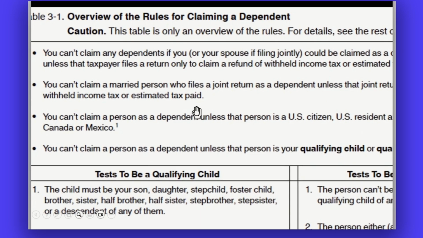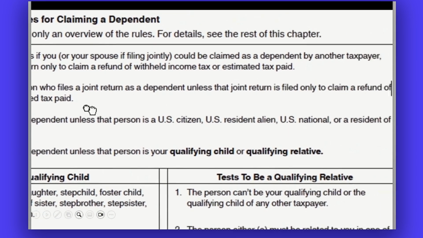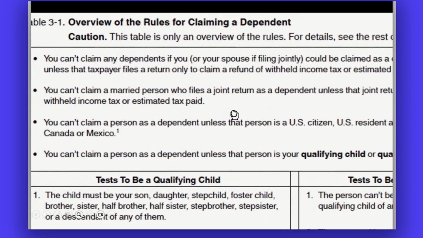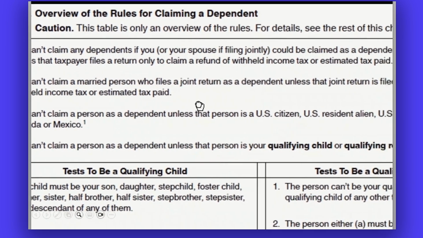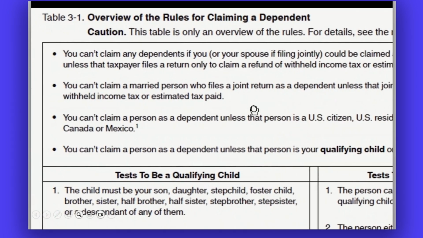So if you could be claimed as a dependent on someone else's return, but the only reason that someone else files a return is to get a refund of income tax withheld or of estimated taxes paid, then you can still claim dependents. But that's a very rare exception. So the general rule you will want to know is that you cannot claim any dependents if you can be claimed as a dependent on someone else's tax return.